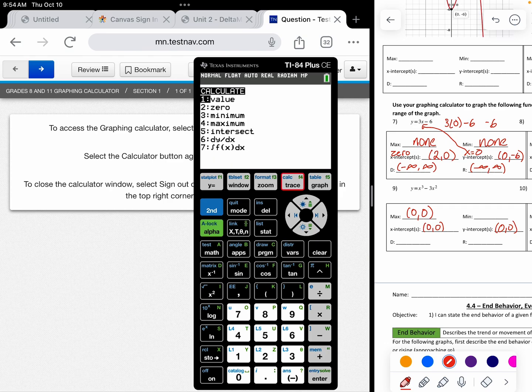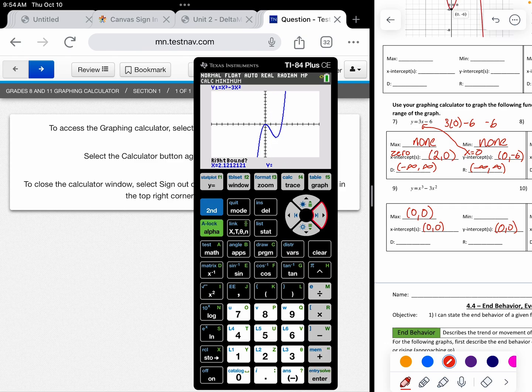Let's check out the minimum. So left of the minimum, hit enter, right of the minimum, hit enter, have a guess. So again, that 2.03, we're just going to round that to 2. So the minimum will happen at 2 and negative 4.